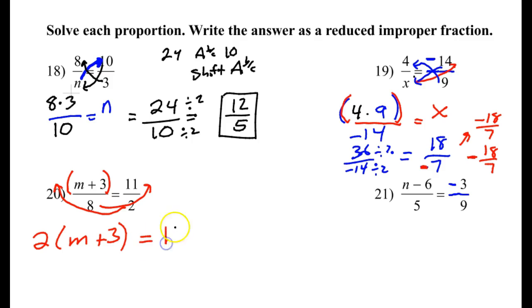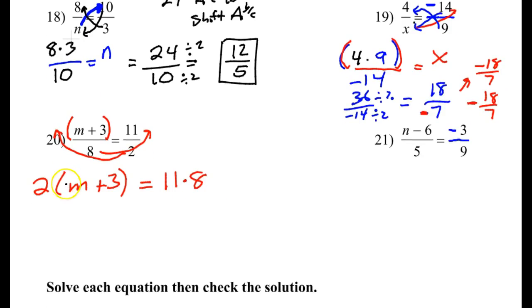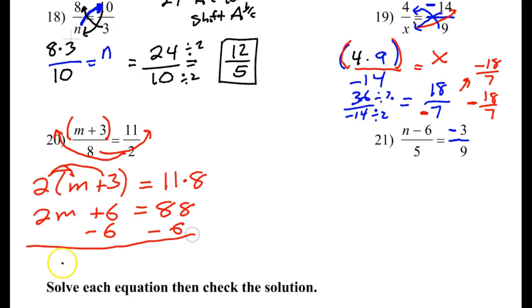equals 11 times 8. What number? Yep. 2 times what number plus 3 equals 11 times 8. Okay. 2 times what number plus 6 equals 88. Distributed, multiplied, that's 6. And then subtract 6 from both sides. So 2 times what number is 82? You can divide both sides by 2.